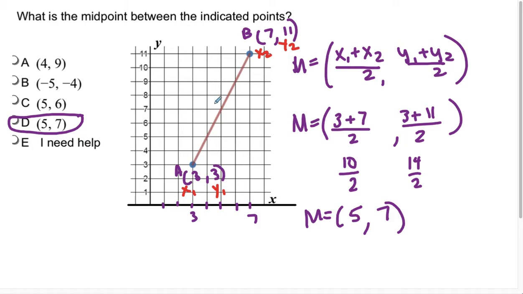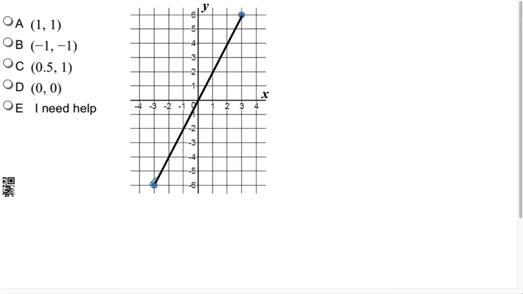You can clearly see that if this is 3, this must be 4, this must be 5. So 5, comma 7 is right here, which is your midpoint. I'm going to label that one M. Okay, let's take a look at another one. This one is not labeled, so I'm going to label it: this is point A and this is point B. Point A is negative 3, comma negative 6, and point B is 3, comma 6.